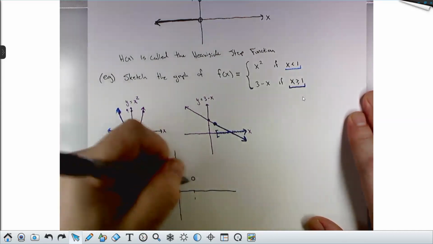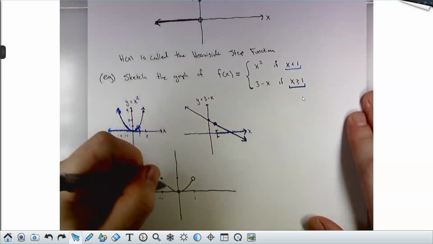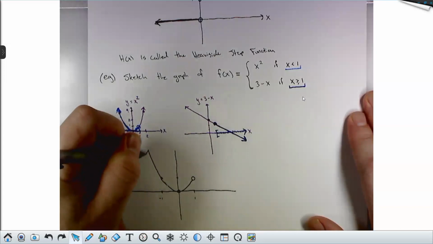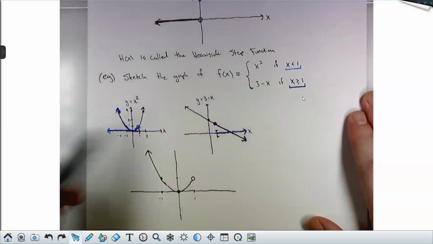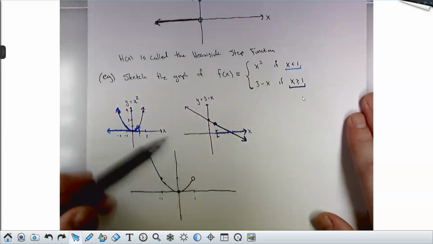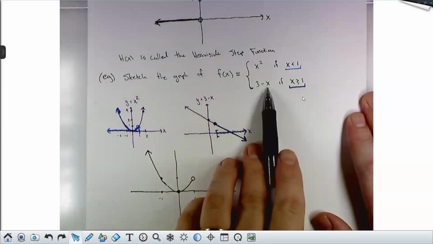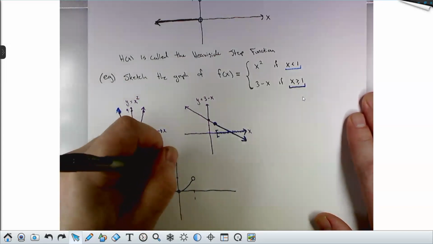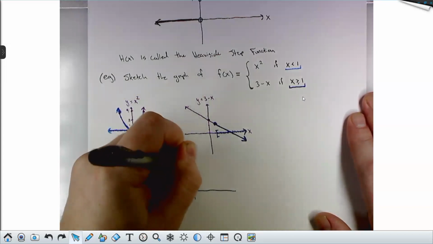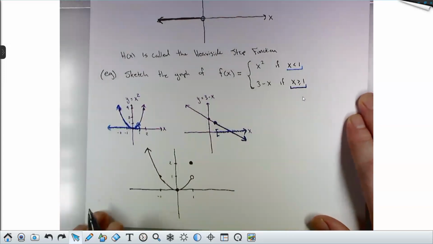Just plotting a few points that I know are in that parabolic portion. Okay, so here's the stuff I get from that first piece. And then the stuff I get from the other piece. We've got to think a little bit about the height of this point. If I plug 1 in here, I get 3 minus 1, which is 2. So that means that dot is up here at the point 1, comma 2.